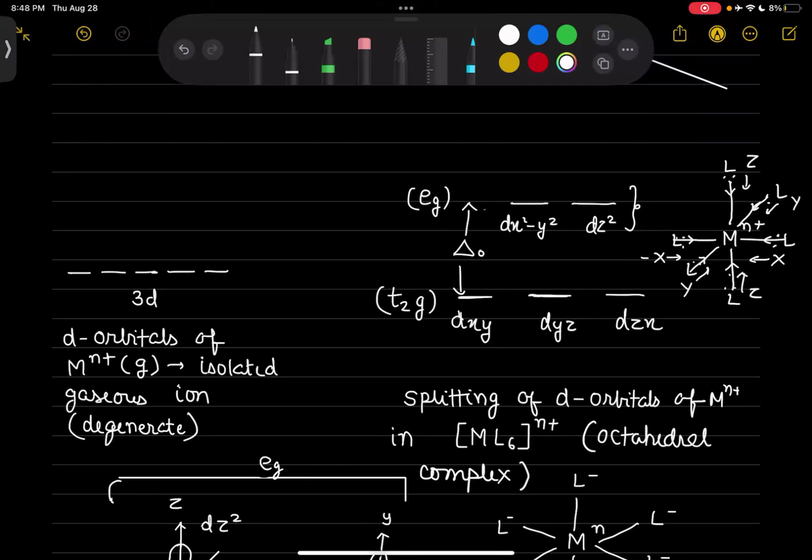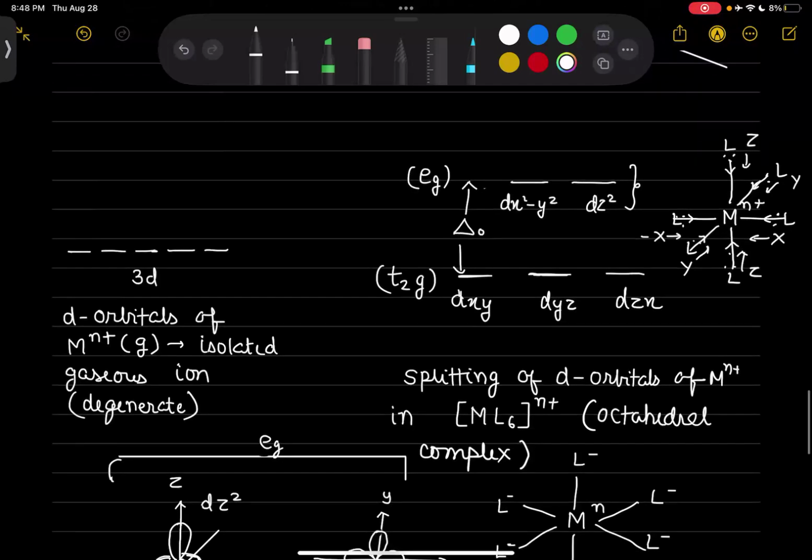Yes, sir. So the d orbitals had equal energy only when the metal was not connected to any ligand. But if the metal is connected to 6 ligands, two of the d orbitals will face more repulsions, and their energy is going to be raised more than the other 3 d orbitals which are non-axial. This gap between the energies is known as delta O. Okay, and this is known as crystal field splitting energy.